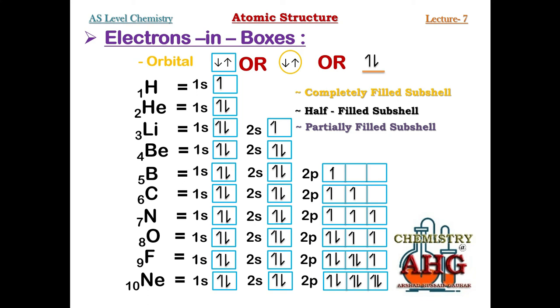Whenever p has 6 electrons, like neon, p is completely filled. Whenever p has 3 electrons, like nitrogen, p is known as a half filled subshell. And if p has any number of electrons other than 6 and 3, it is known as a partially filled subshell. So p1, p2, p4, p5 are partially filled subshells for p. For subshell s, we cannot have any partially filled, either we have s2 or s1, no other possibility. Likewise for d, can you guess what will be the completely filled d subshell? Yes, it will be d10.